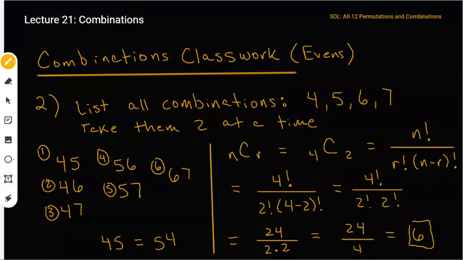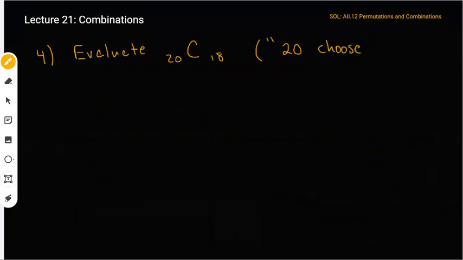Let's look at number 4. Number 4 says evaluate the following expression, 20 C 18. Now sometimes when I'm just saying this out loud, I'll say 20 choose 18. So sometimes the C is going to stand for combination, but I just say the word choose. So out of 20 objects, I have to choose 18 of them. How many combinations can I make like that?